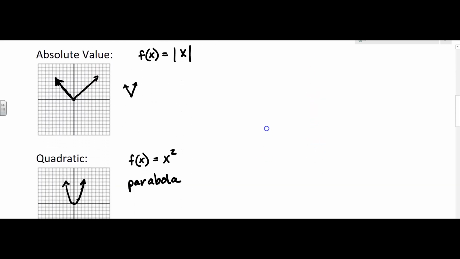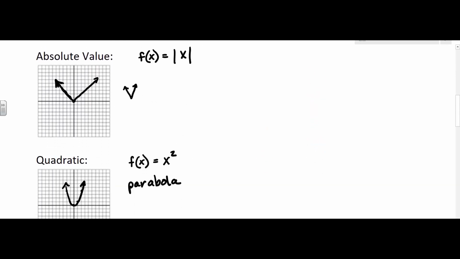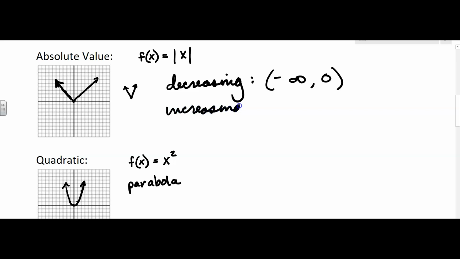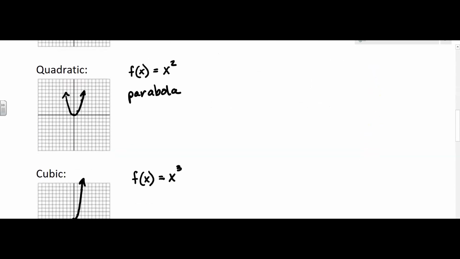That's the identity function. Absolute value function. Well, it's decreasing from -infinity to 0, and then it's increasing from 0 to infinity. Now again, those are open intervals, meaning we're not including that local minimum in this. Okay? Alrighty, that's absolute value.